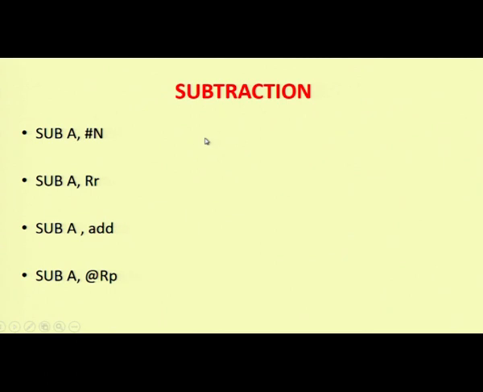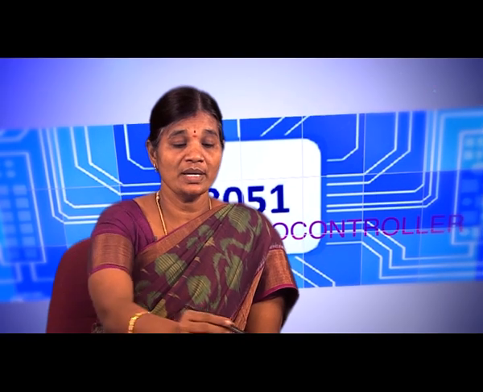The next one is subtraction. In subtraction, one of the data should be loaded in the accumulator, right. So, accumulator minus the given number or register or the source content you can say, then the result is stored in the accumulator. The source may be either immediate data, or register content, or direct address access, or indirect.